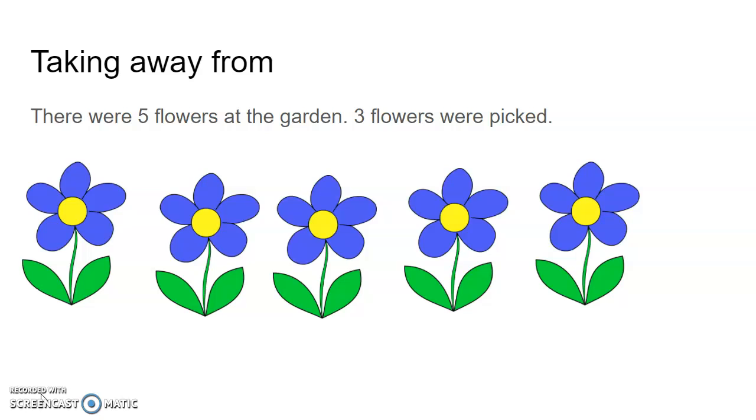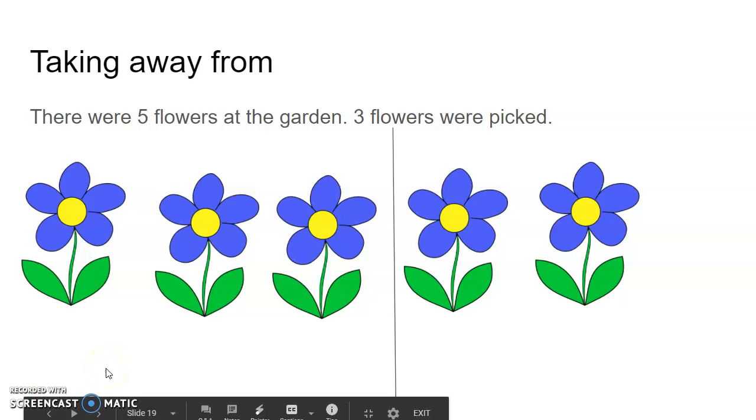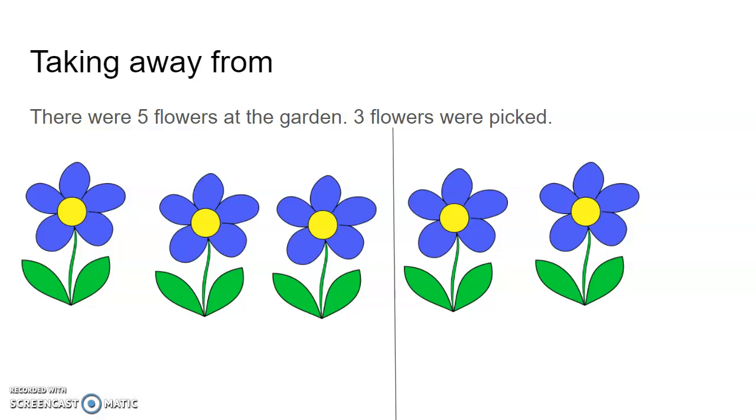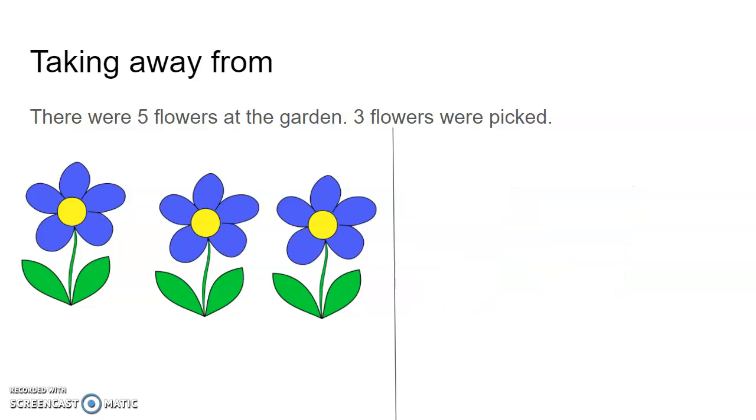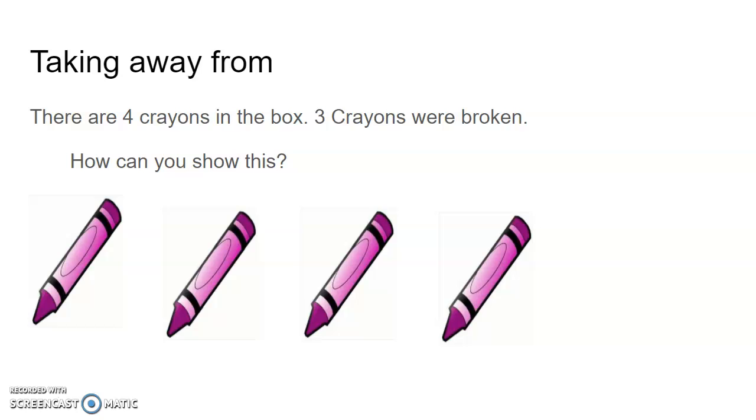There are 5 flowers at the garden. 3 flowers were picked. How could we show this? What are some ways that we could use maybe our 5 frame or our part whole mat to show this? Let's take a look. We could draw a line between the 3 flowers that were picked and then the flowers that are left. If 3 flowers were picked, then that takes the 2. There are only 2 left.